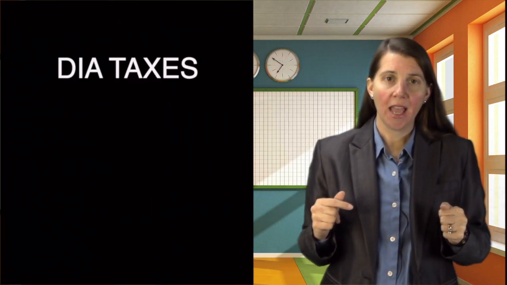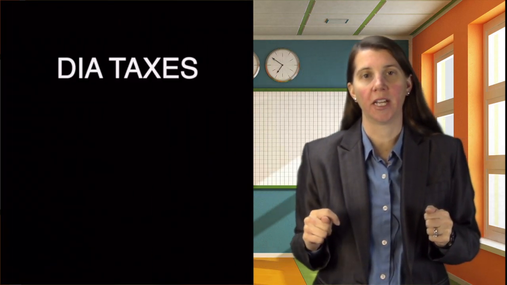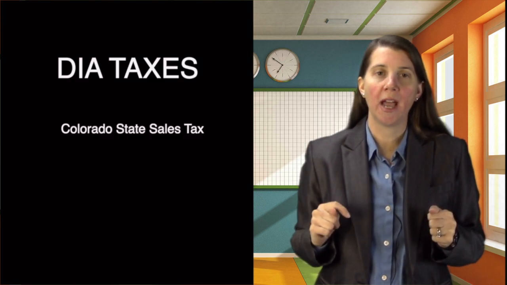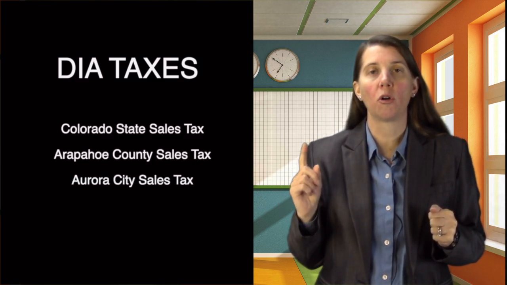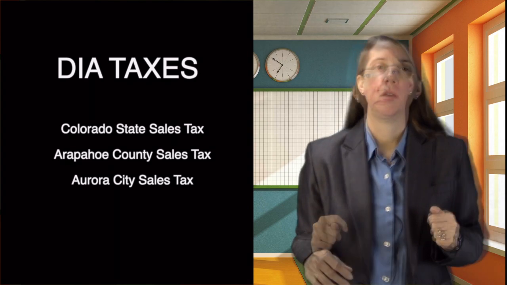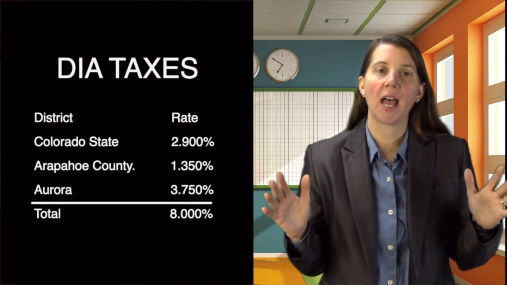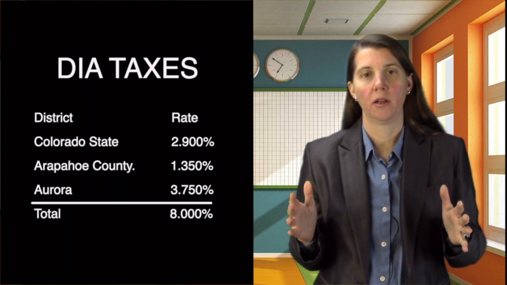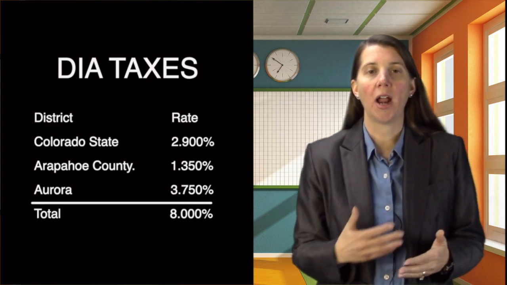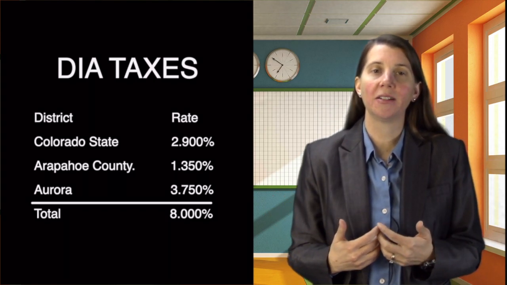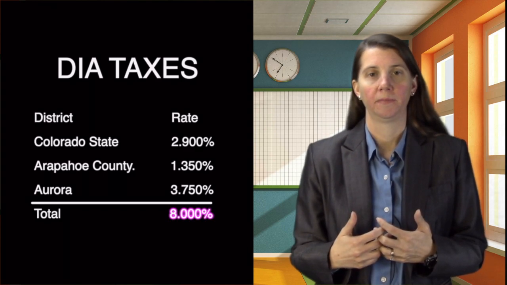Every store charges sales tax. At DIA, you will see 3 categories of sales tax: the Colorado State sales tax, Arapahoe County sales tax, and the Aurora City sales tax. Let's look at the following chart. You can see the sales tax percentage for each category. According to this chart, for every purchase that is made, there is an 8% sales tax added to the bill.